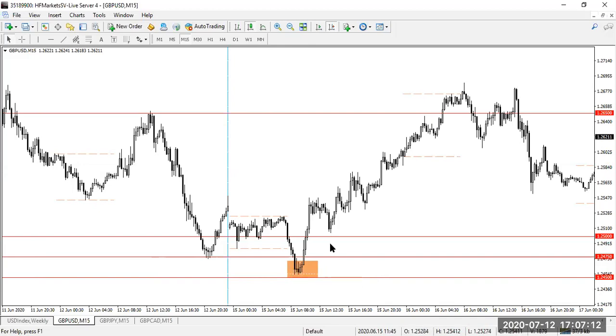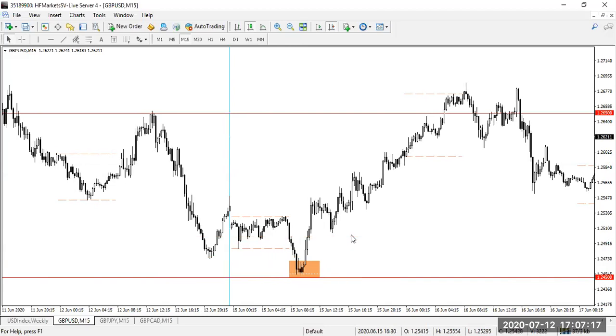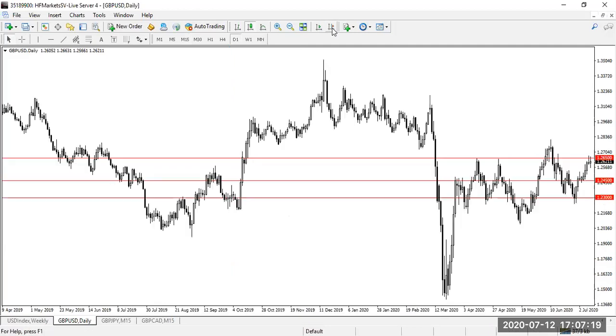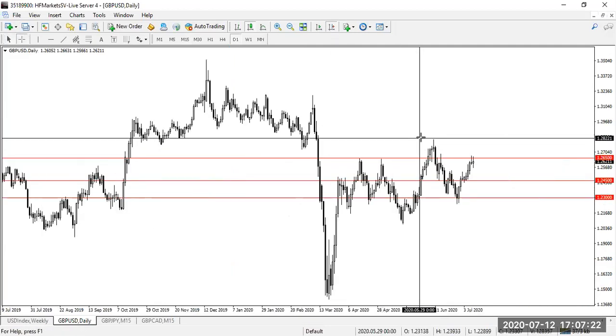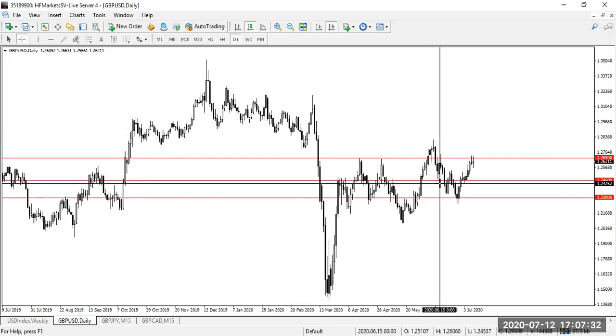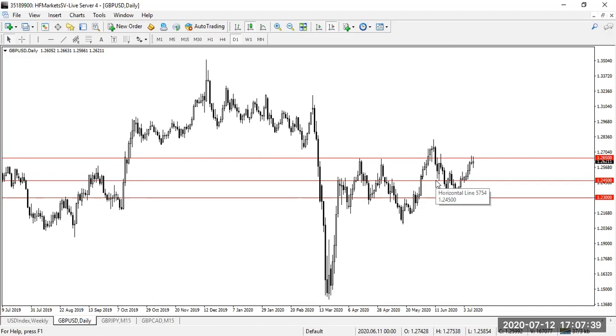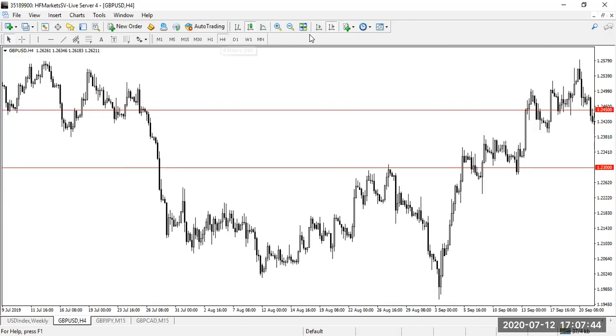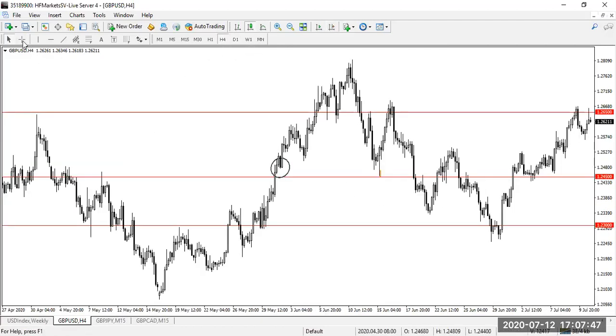Let me try to draw. Let me delete these zones and go back to daily. Okay, where is my place? It is here, 12th of June. Now I want to see if I can draw the two lines above this one using just structure. Let me go to H4. So this is my place.